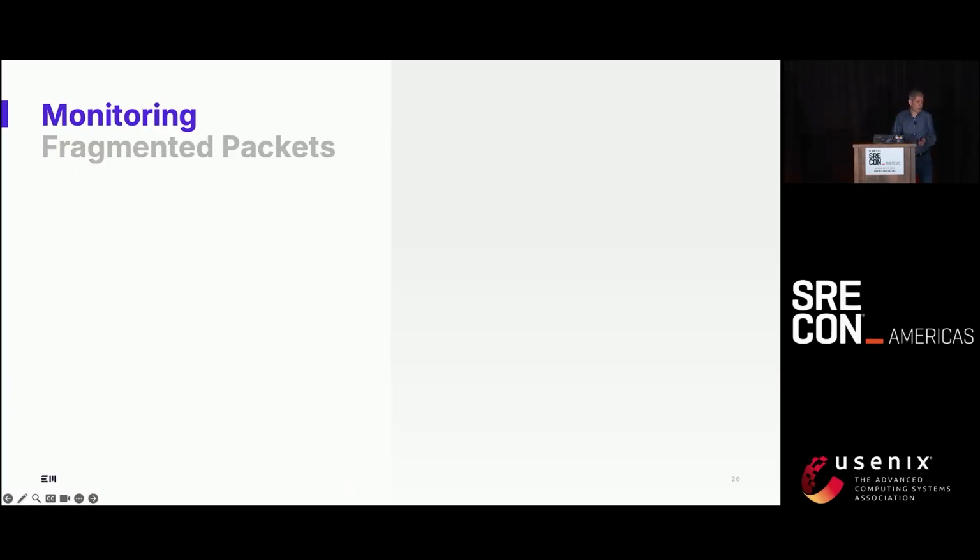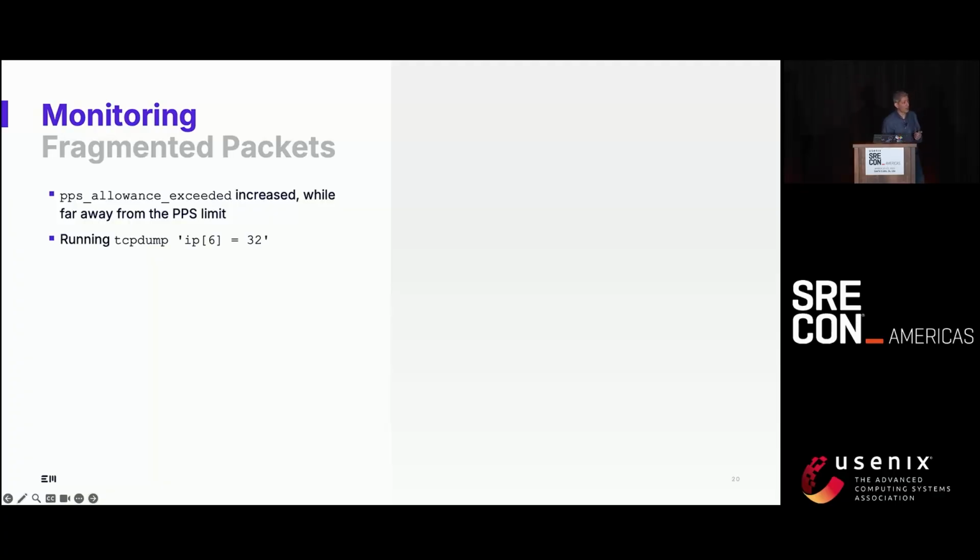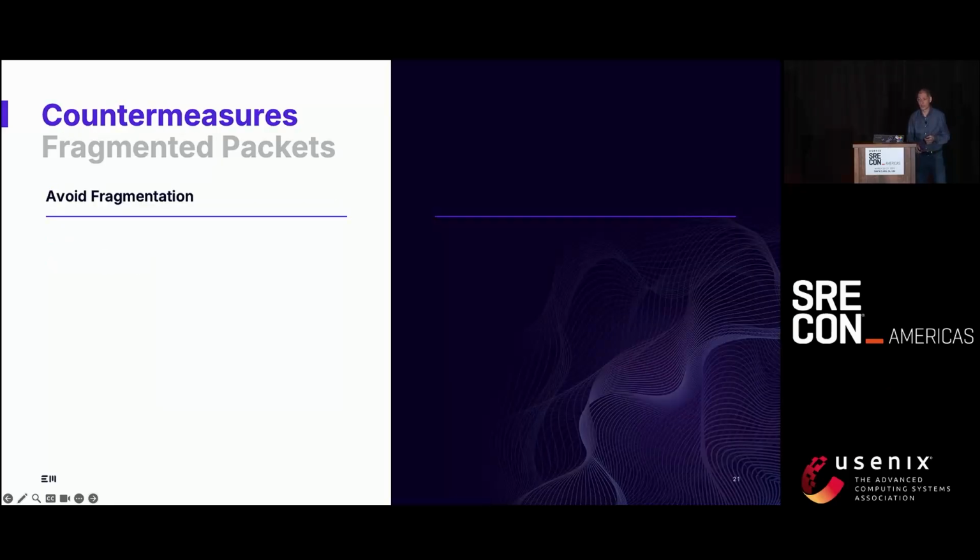How can we monitor for fragmented packets? First of all, if you have a similar problem as we ran into, that the packets per second allowance exceeded counter keeps increasing at a small rate, however, you see that your utilization is way below the allowance, you can suspect this. You can use tcpdump to match the IP header for the fragmented packets, or ask AWS support. Actually, they apparently have some other metrics that we don't have visibility into.